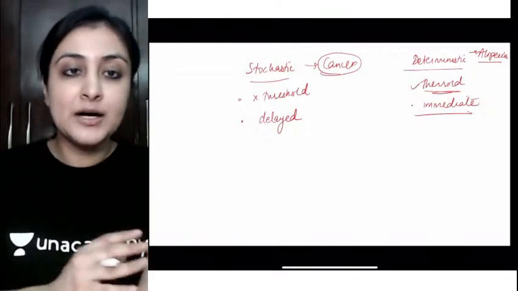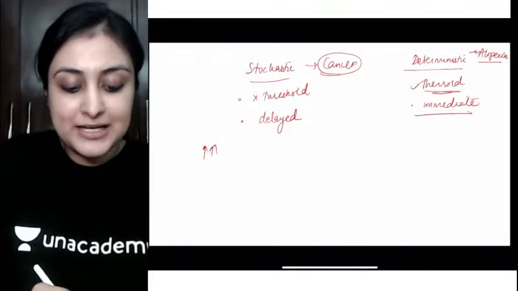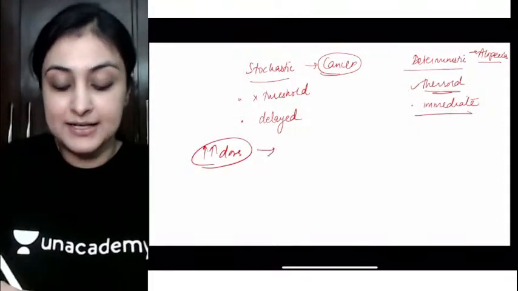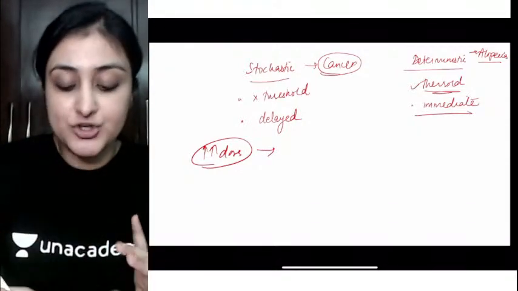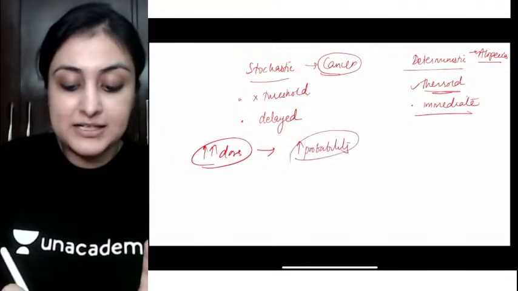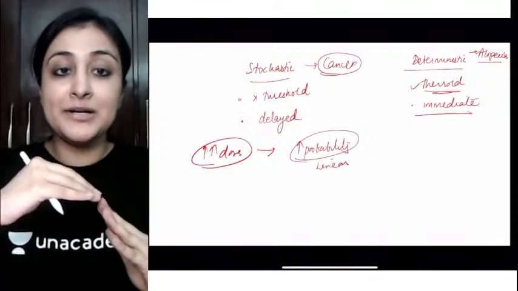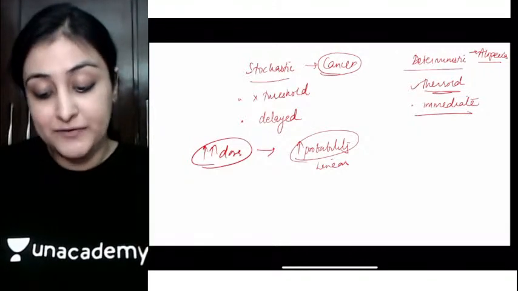What about the severity? Alright, if I tell you that I'm increasing the dose in both the cases, what will happen in stochastic? Can I say that as you go on increasing the dosage of exposure, the probability increases? Yeah, the probability here increases in a linear fashion. As you keep increasing dose, the probability of having cancer increases, but I'm saying there's no threshold. Here, what will you say?